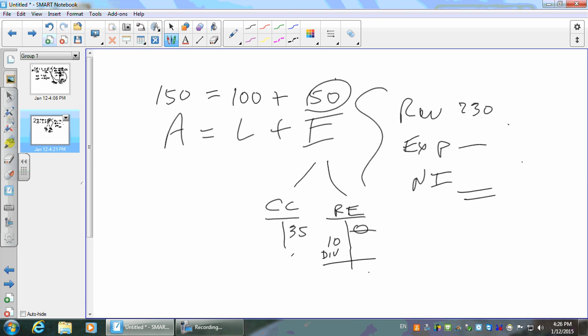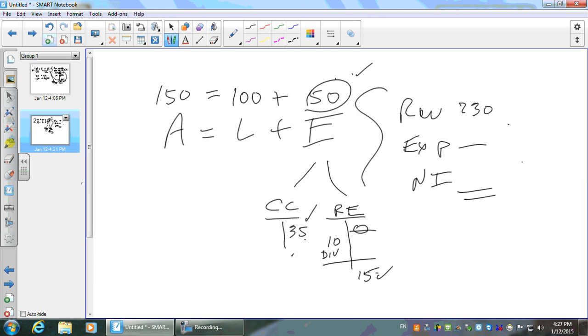Can you tell me what ending retained earnings is, seeing as total equity is 50? Contributed capital is how much? Gee, I think 50 less 35 must be what retained earnings is. Don't you think contributed capital plus retained earnings is equity? I do. What do you think, guys? What's ending retained earnings? It's 15. Isn't that right? 50 less 35 is 15. Is that true? It's got to be.